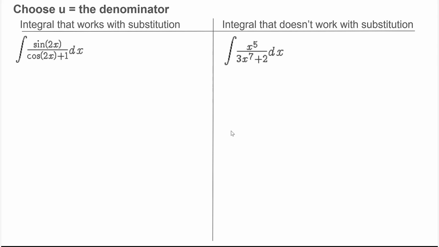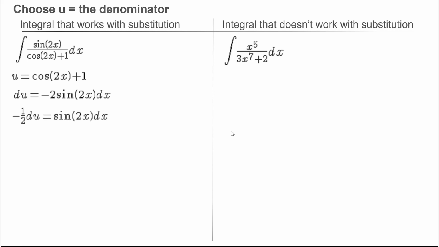The one that does work is the integral of sine of 2x over cosine of 2x plus 1 dx. I'm going to let u be my denominator, which is cosine 2x plus 1. My du is negative 2 sine 2x dx, and I have that in the numerator, so this one's going to work. I'll go ahead and divide both sides by negative 2, and end up with negative 1/2 du is sine of 2x dx, and then I can make my substitution.